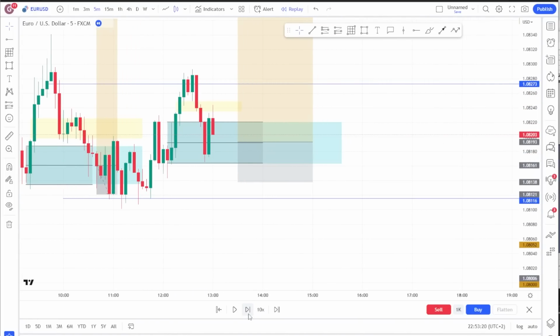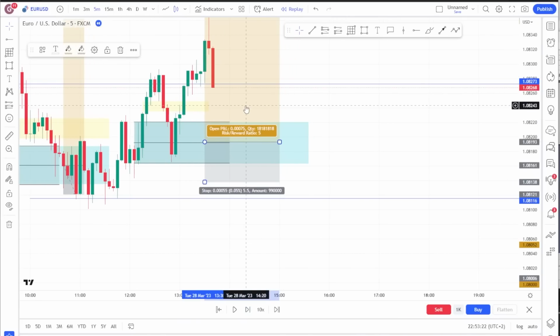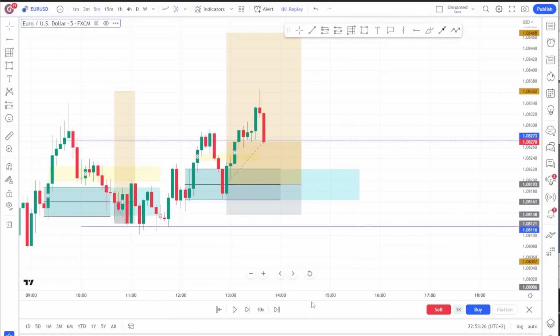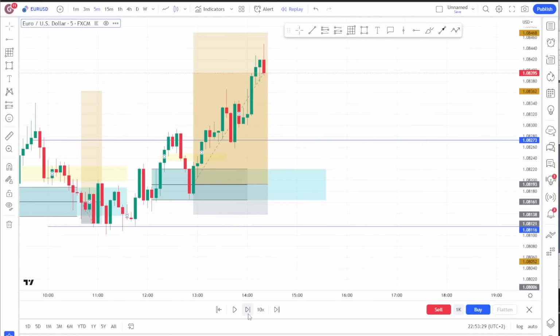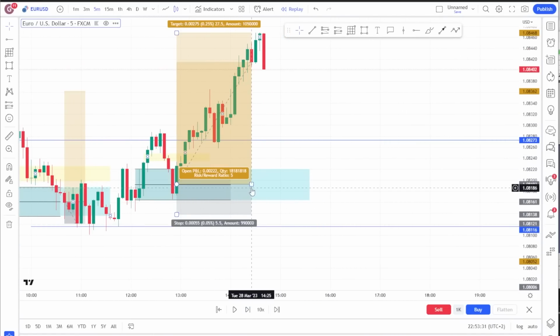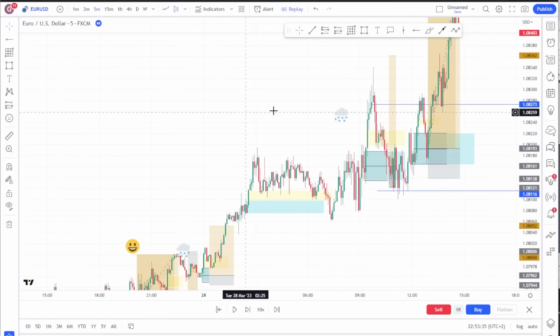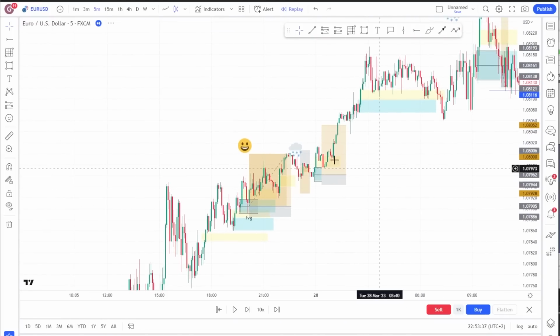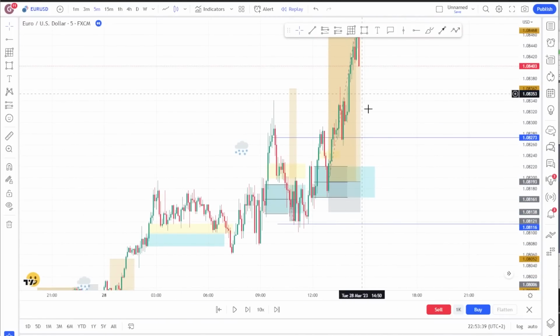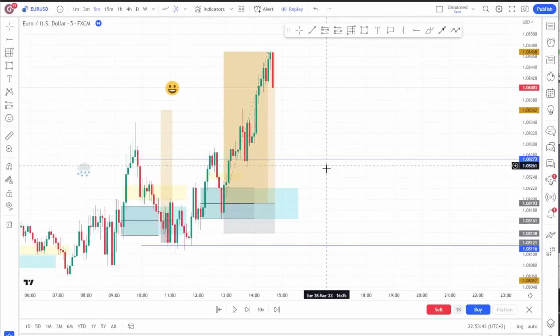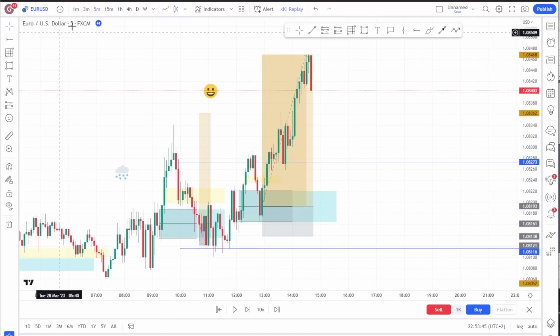Okay, so we're tagged in now. Tagged in. And we hit our take profit. So we've had 1 loss, 2 loss, and a win and a win. So our win rate is 50%, but we are taking 1 to 5 risk rewards.